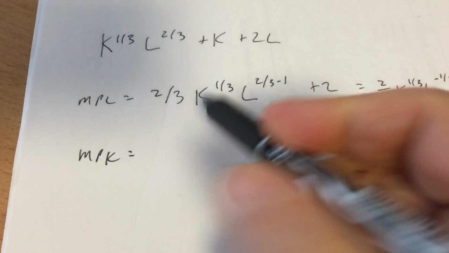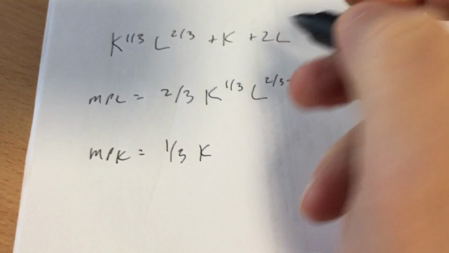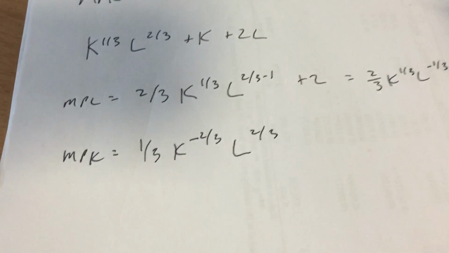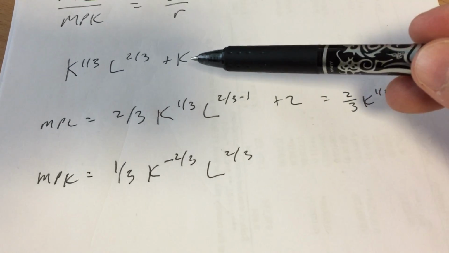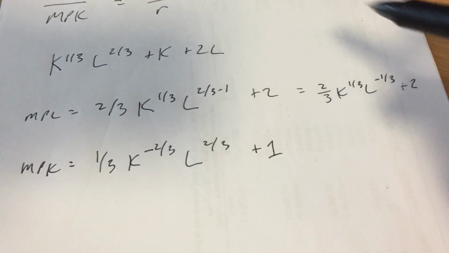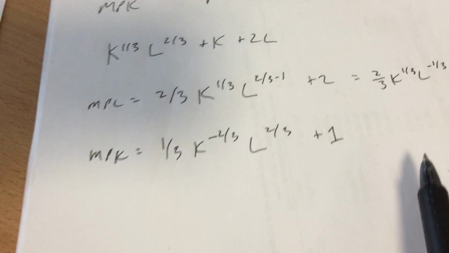What's the marginal product of capital? Same idea. So drop the exponent on capital down, so it's 1/3 k to the 1/3 minus 1, or k to the minus 2/3. We're not doing anything to labor, so you leave it alone. Well, that k goes away, so we're just left with 1, and then there's no k there, so that's 0. So that's our marginal product of capital.